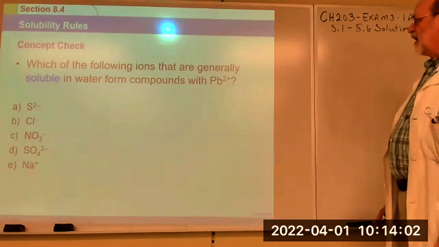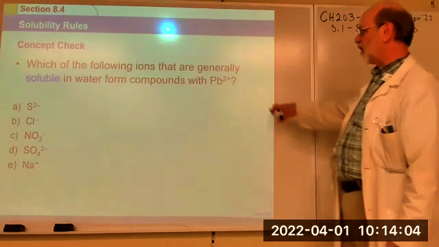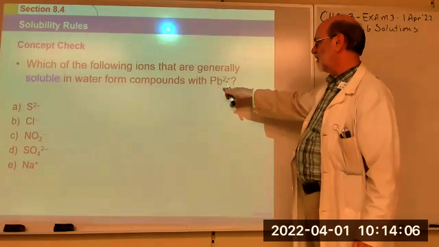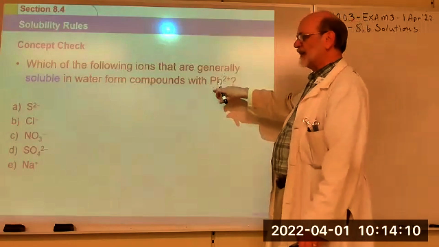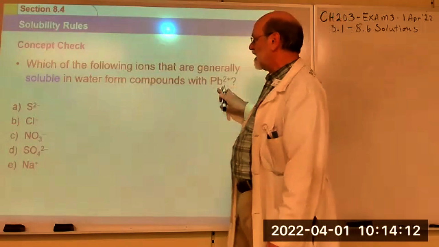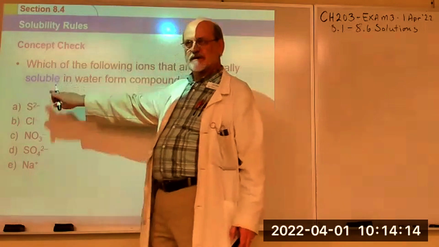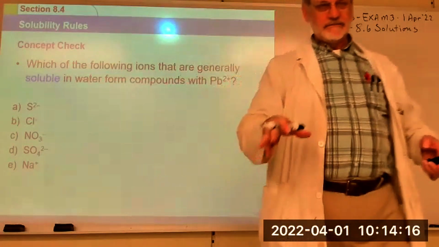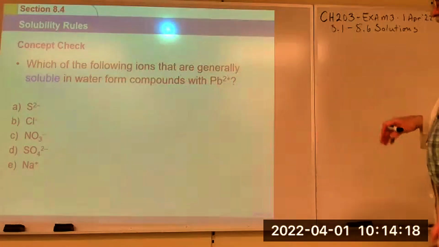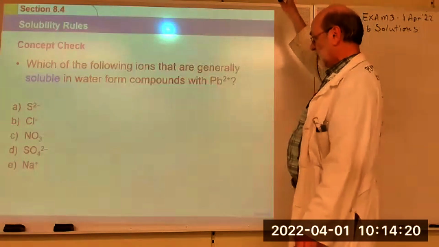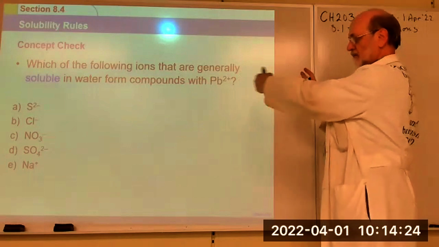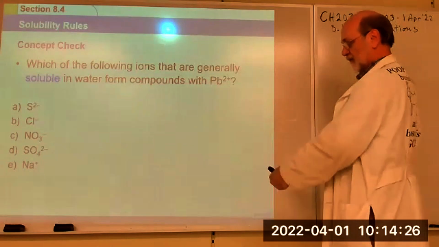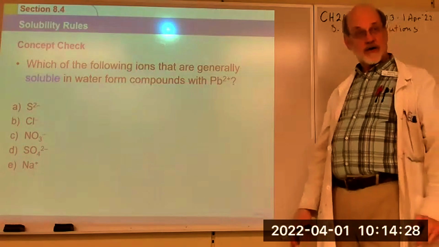Okay, which of the following ions that are generally soluble in water form compounds with iron? Okay, so compounds with lead. Compounds with lead that are soluble. So we get our chart, and we find lead across the top, and then we go down until we meet sulfide, chloride, nitrate, sulfate, and say, are they soluble?